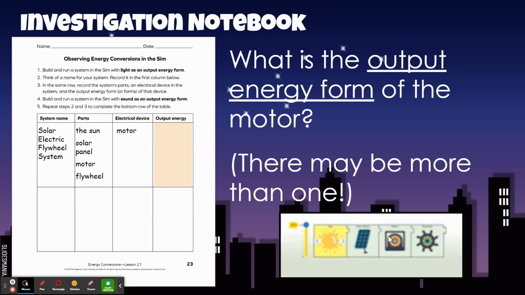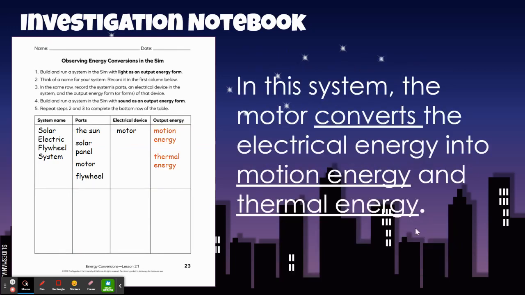So we have, it made this flywheel do what? It made it move. But remember, in our picture, it also had the little squiggly lines coming out of it, and that represented thermal energy. Okay, so it had both motion energy and thermal energy. It could have both. So the motor converts the electrical energy into motion energy and into thermal energy.